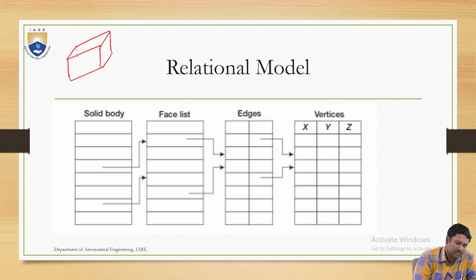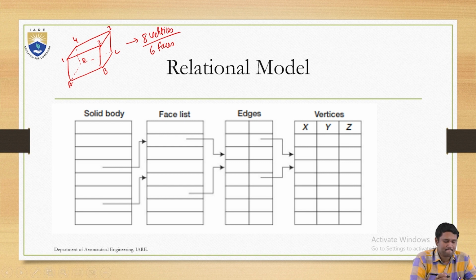Let me just write a cube. Simple. How many vertices are we having? Basically 8 vertices and 6 faces. 8 vertices and 6 faces. Now in this, all the 4 sides, all the faces of the cube.